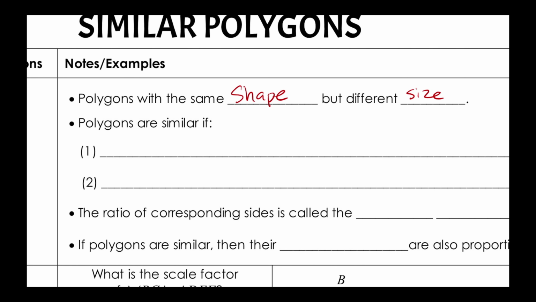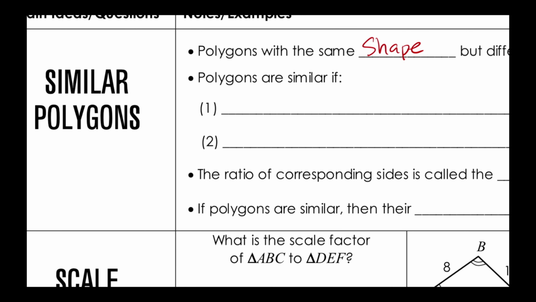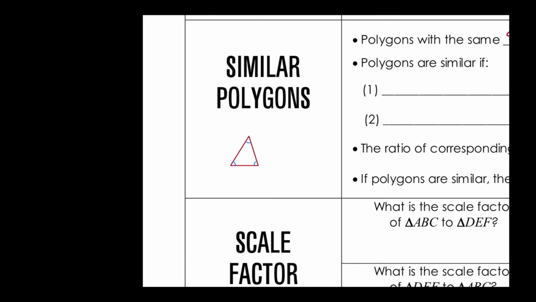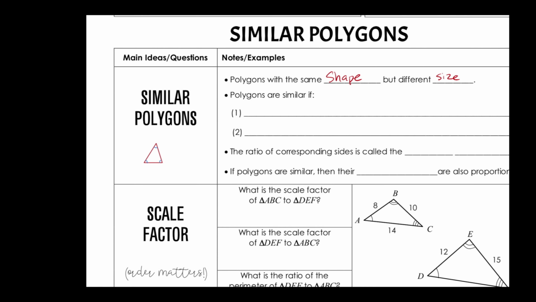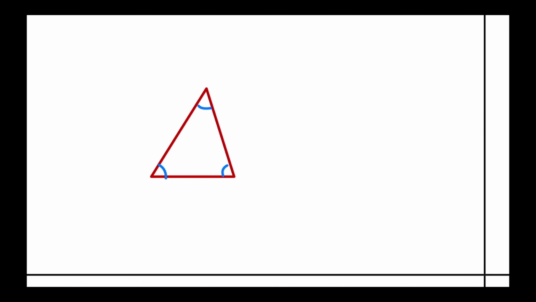Okay? And then there's two things we're going to look at to know if polygons are similar. Now, I'm going to draw a polygon. Let me see if I have this tool right here. There you go. There's a triangle. Look at the angles. I want you to focus on the angles. When I zoom in, zoom out, what do you notice about those angles? Do they get bigger? Do they get smaller? Do they stay the same?